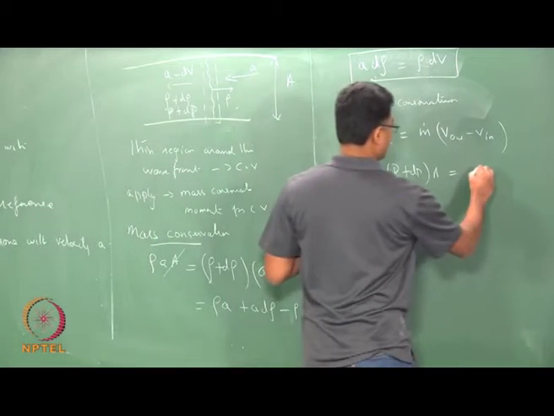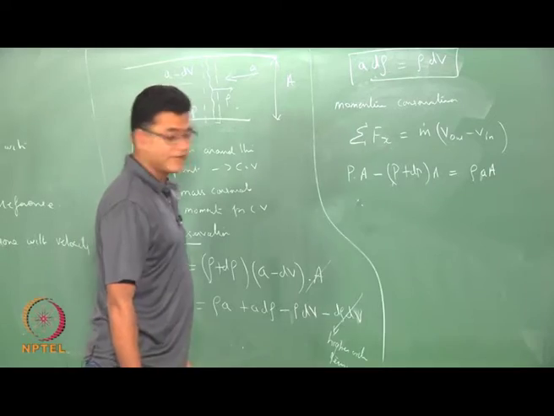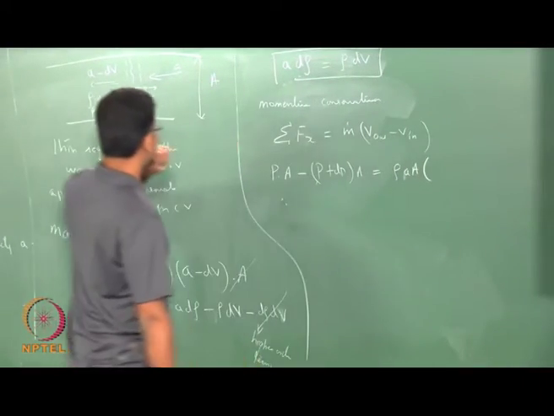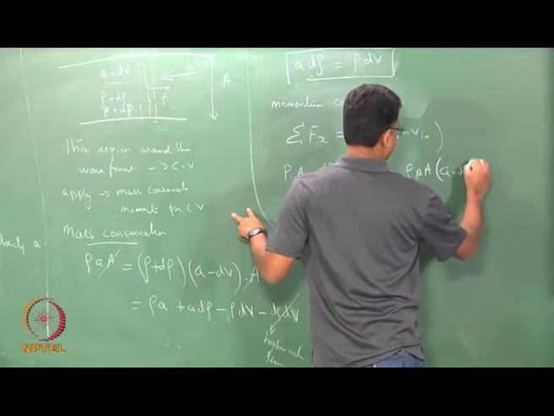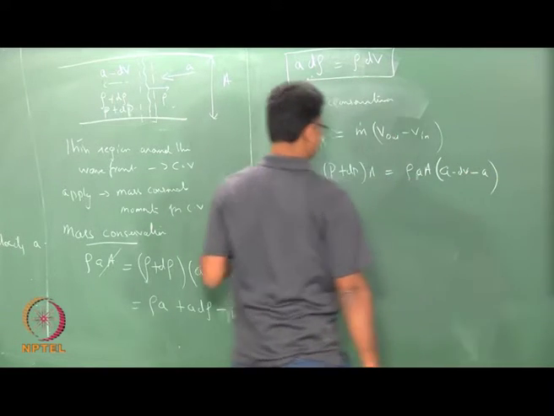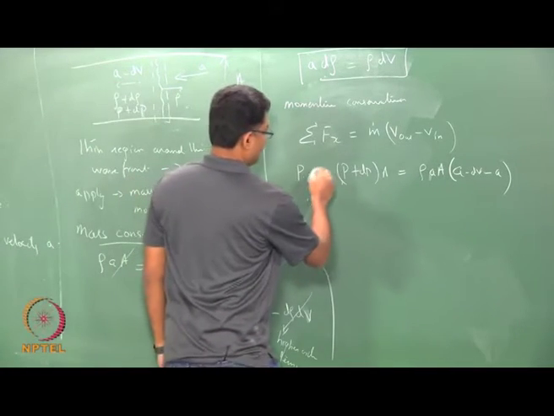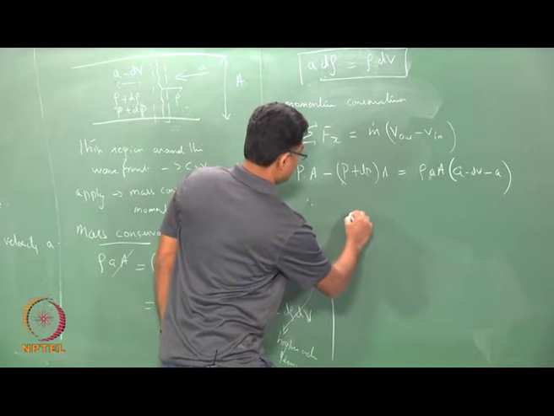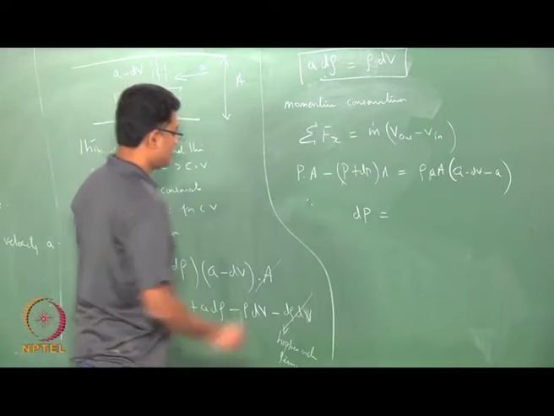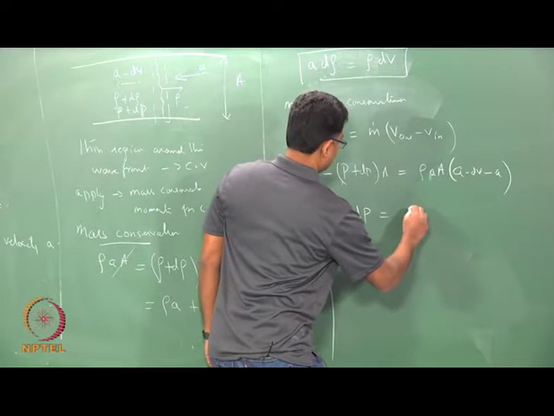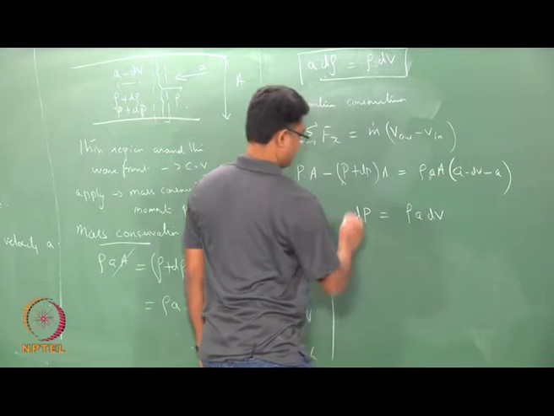m dot, which is rho small a into A, into V out, which is (A minus dV) minus A. Okay. So, PA cancels out. So, what is left is minus dP equals rho A dV. Okay.